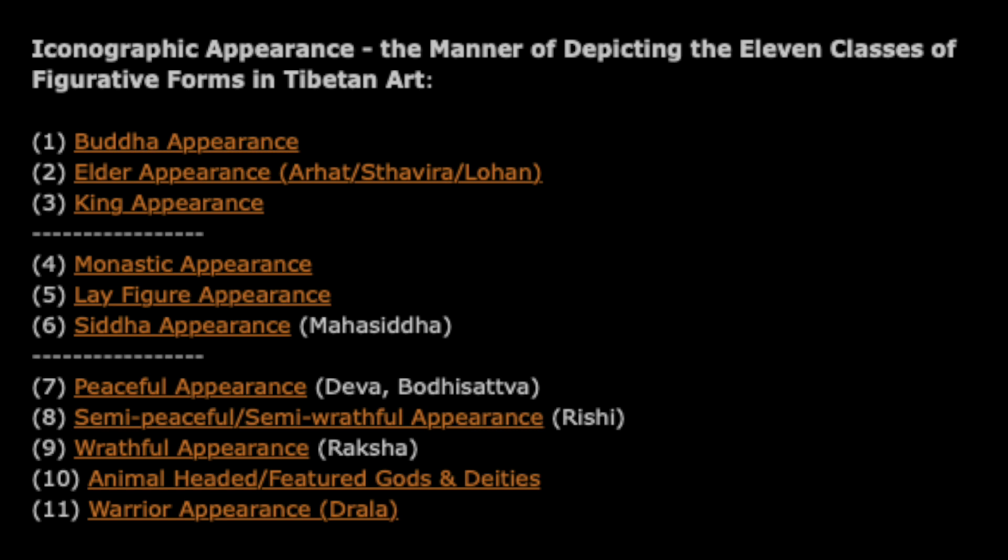And the 5 are peaceful appearance, semi-peaceful, semi-wrathful, wrathful, animal featured, and warrior appearance. Now, warrior appearance is strictly a Tibetan phenomenon. We don't find that from India or from any early Buddhism.